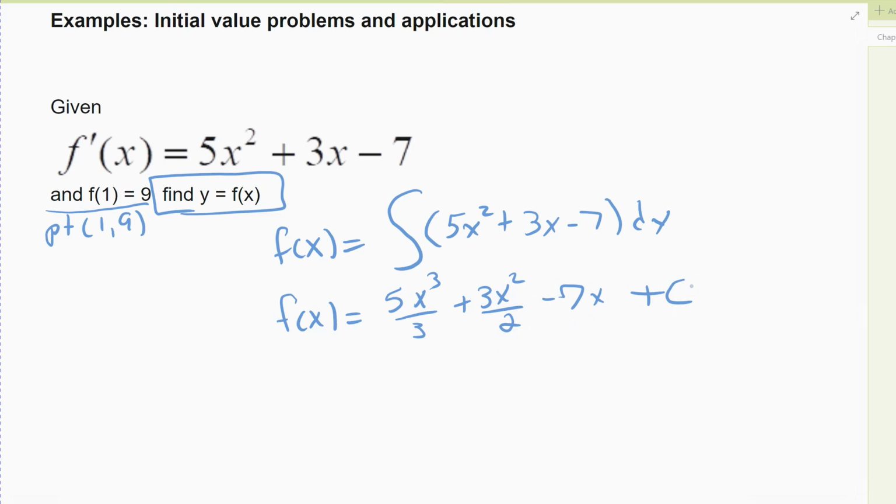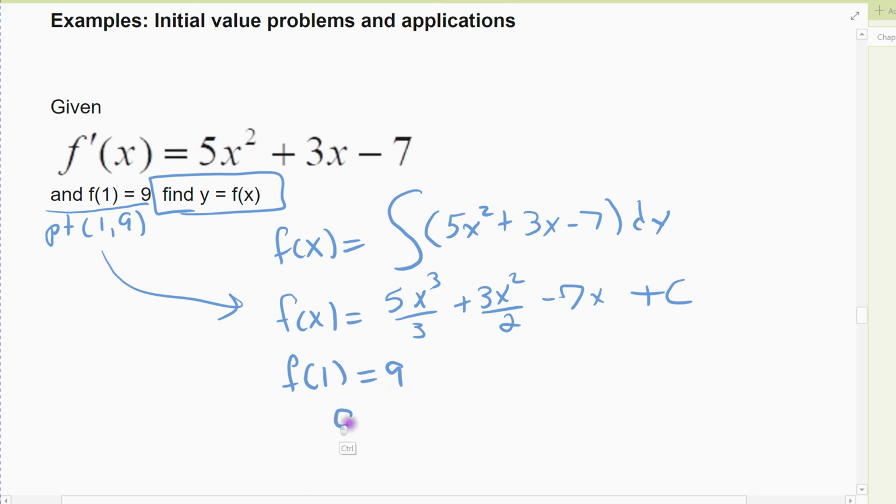Now we want the specific function that has that derivative, and when I plug 1 in, I get 9 out. A lot of times these come to ugly numbers. It just happens to be ugly. But you have a calculator. You can find ugly fractions. And so what you do is, I know when I plug 1 in, I should get 9 out.